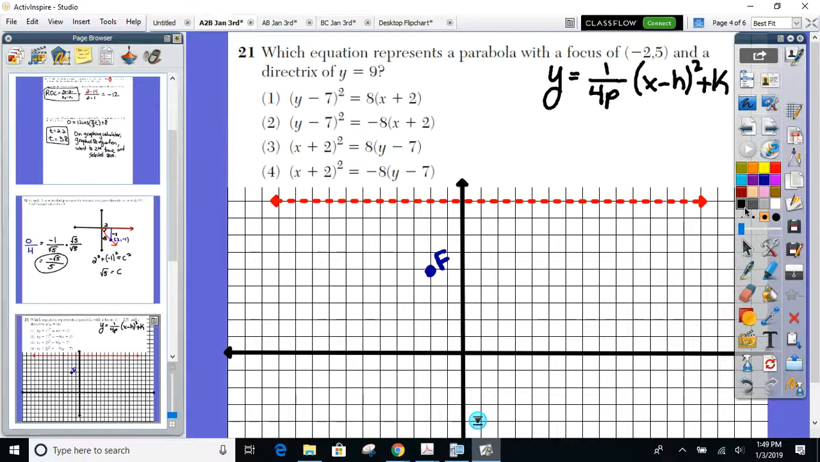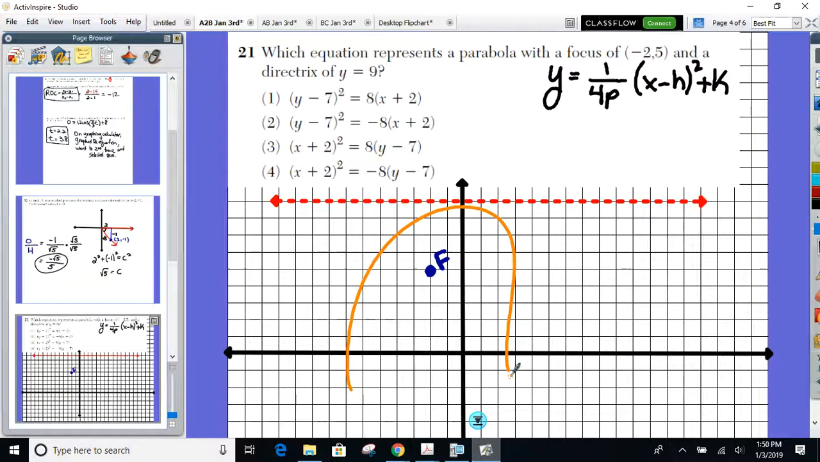Okay. First thing you want to say to yourself is: is this parabola going to open up or down? The parabola never crosses the directrix. So is this one going to open up or down? Down, okay? And you don't need to sketch it. It's going to open down.